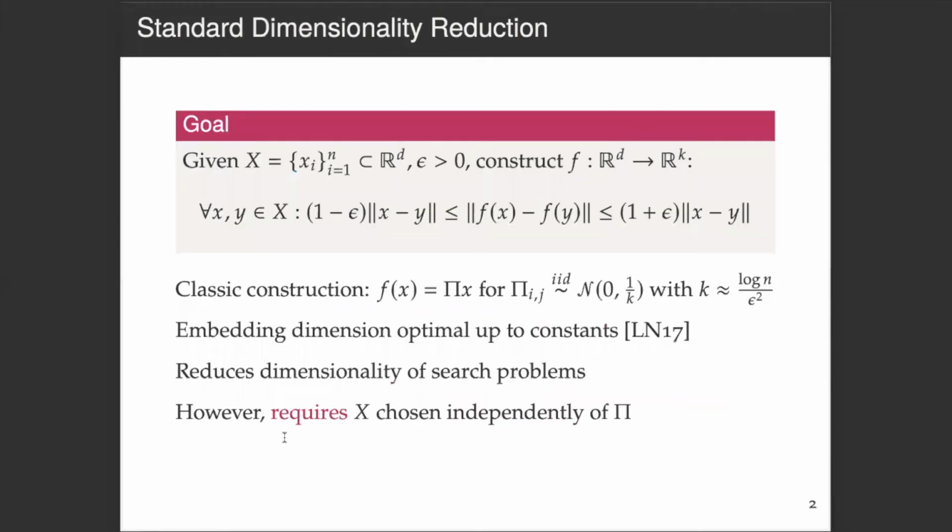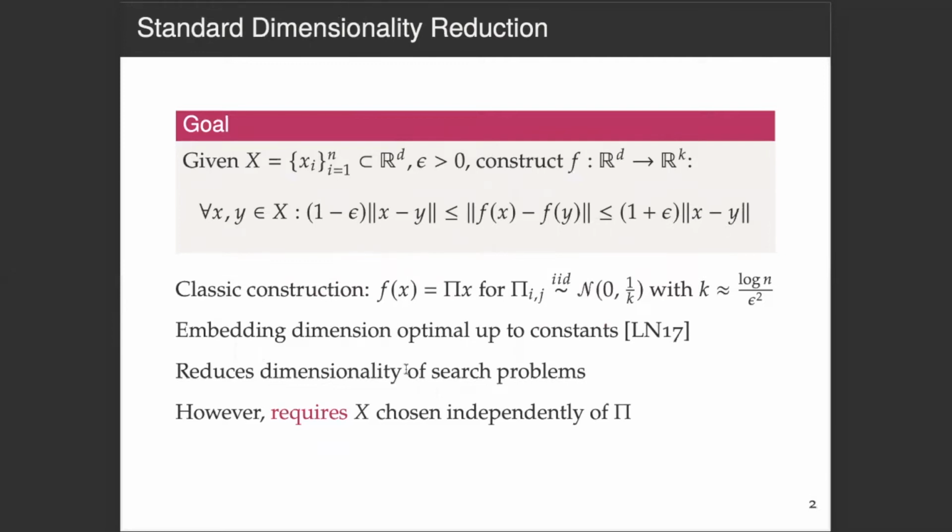So what's known for this problem? A classic construction that dates back to Johnson and Lindenstrauss shows that if one picks F to be a random linear embedding, this embedding is going to be a valid epsilon distance preserving embedding, as long as the dimension of the embedding space is at least log n over epsilon squared. Subsequent work by Larsen and Nelson has established that this embedding dimension is optimal up to constant factors. So you can't really do better than log n over epsilon squared.